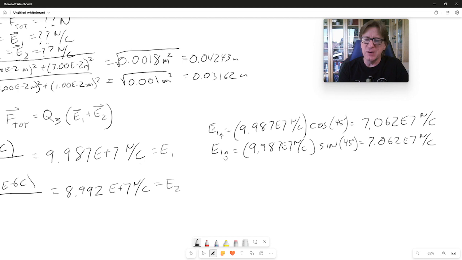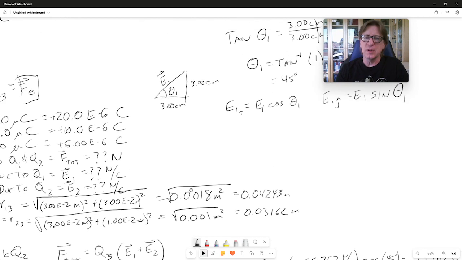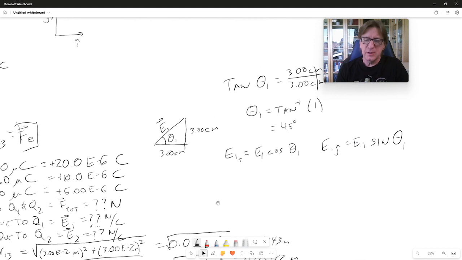All right, so now I need to do the same thing for E2 i-hat and E2 j-hat. Let's go back up here where we were working before. Now my triangle looks like this. Let's see if we can make that a little cleaner. And so this is 1.00 centimeters, and this is 3.00 centimeters. This is my E2, and this is going to be a new angle theta 2. I don't recommend that you just use theta for these because it's really easy to get them confused in this area. So I need to find that angle again.